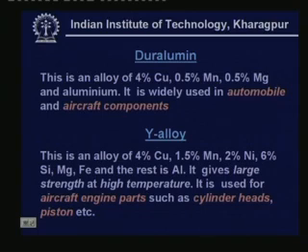Y alloy is again an alloy of aluminum which contains 4% copper, 1.5% manganese and 2% nickel, and in addition 6% silicon, magnesium, iron, and the rest is aluminum. You can see that although we said there is no iron, some amount of iron is present in Y alloy, but primarily it is a non-ferrous material. It gives large strength at high temperature. It is used for aircraft engine parts such as cylinder heads, pistons, etc.